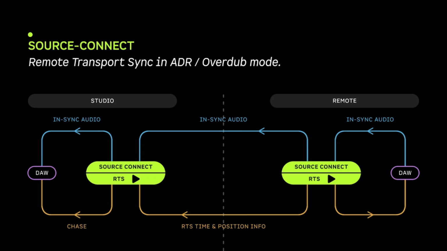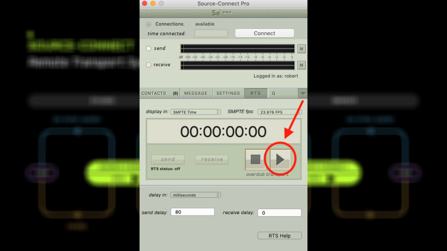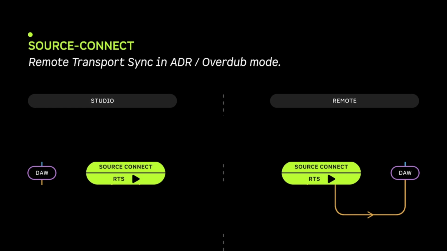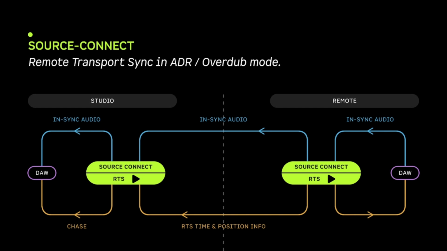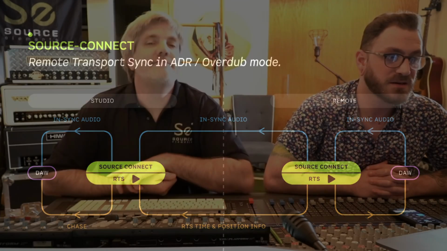Okay, so let's go back to the overdub mode slide showing that workflow. Right, so that's where the arrows are going to the left. Essentially what happens is the play button is pressed in the RTS panel of Source Connect, and that puts the talent into play first. The talent sees the picture and performs against the picture. The audio in the blue with the arrows going to the left is the talent performing. It goes back to the post house, and at that point the post house goes into record and chases the talent. And so it's captured in the post house's DAW in perfect sync in real time.